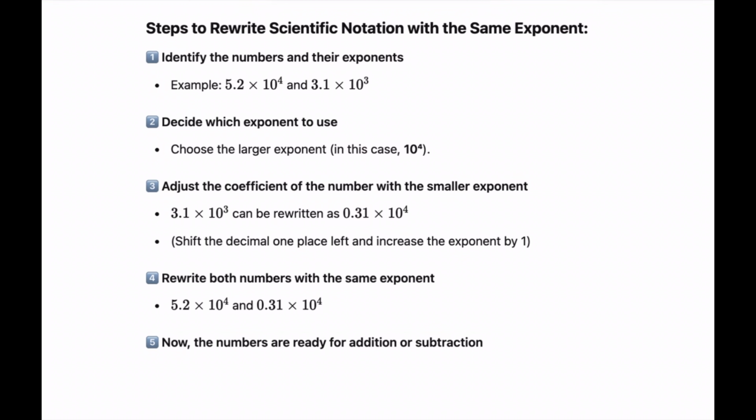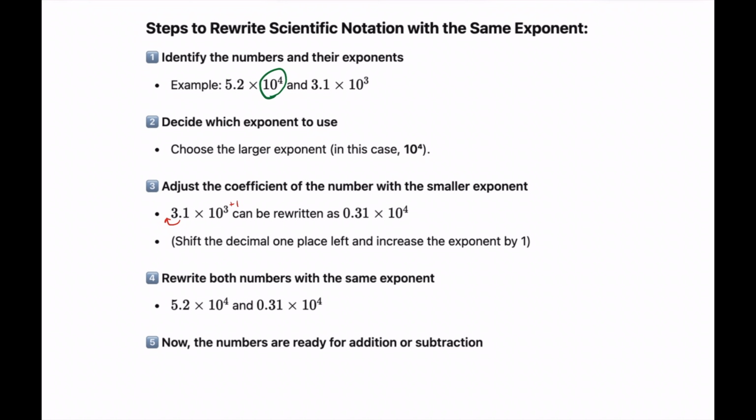So first off, in our example, we have 5.2 times 10 to the 4 and 3.1 times 10 to the 3. Now we want to identify the numbers and their exponents, and we're going to decide which exponent to use. Here we're going to choose the larger exponent, which in this case is 10 to the 4th. Now we're going to adjust the coefficient of the number with the smaller exponent. So we have 3.1 times 10 cubed.